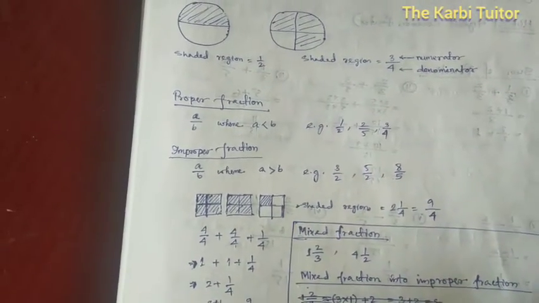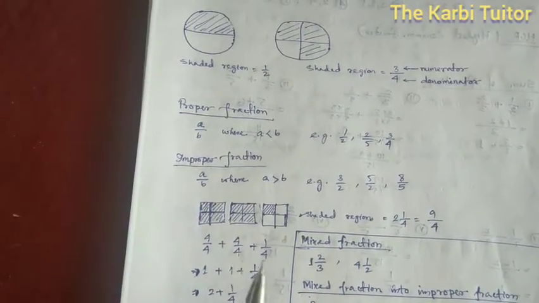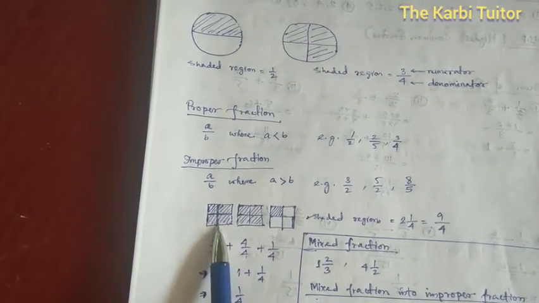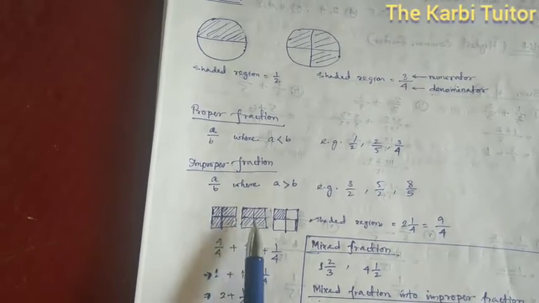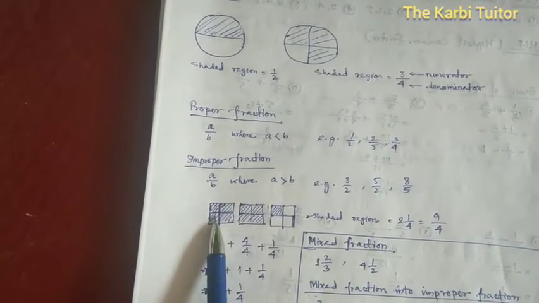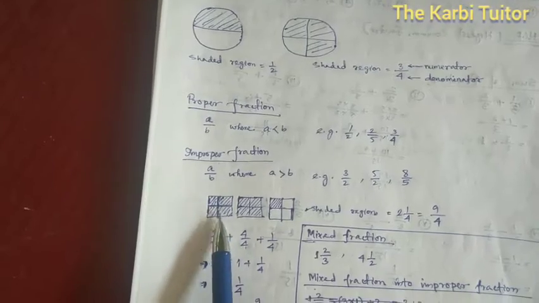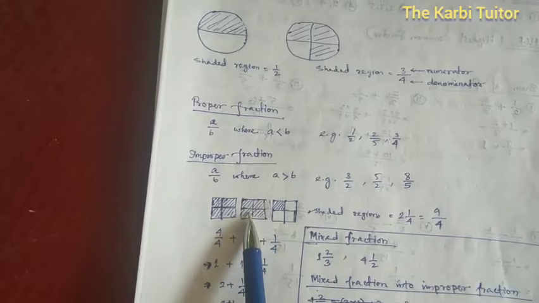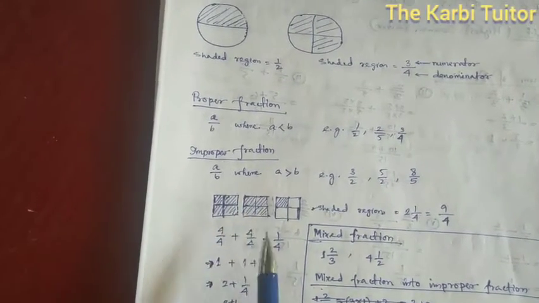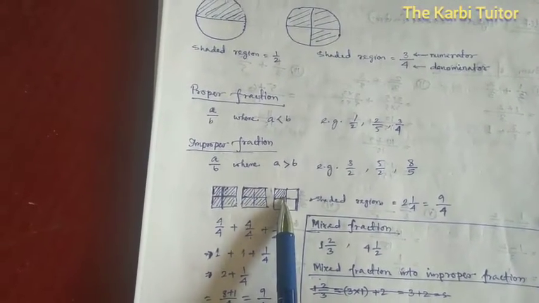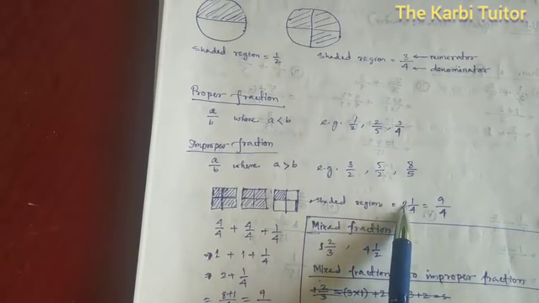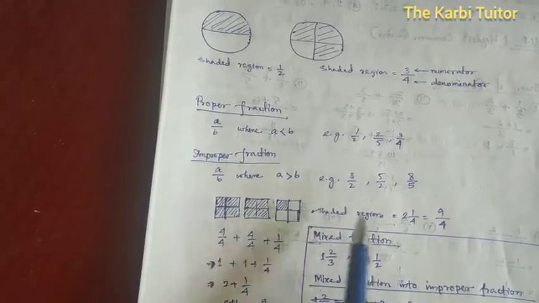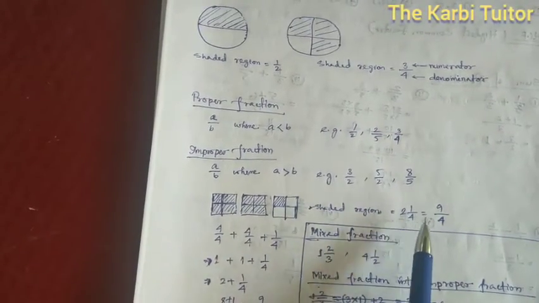Okay, see how we add fractions. Suppose this is a square, this is a square, this is a square, and we divide each square into 4 equal parts. Then here all 4 parts are shaded. Here all 4 parts are shaded. Here only one part is shaded. So the shaded region is equal to 2 1 by 4. How? This whole as a 1, this whole as a 1, and this is 1 by 4. So 2 1 by 4.